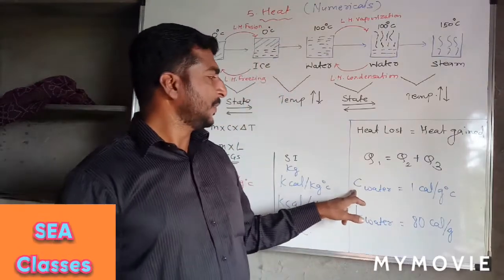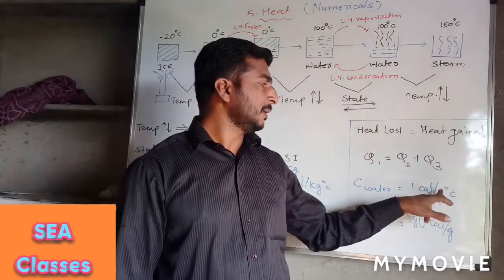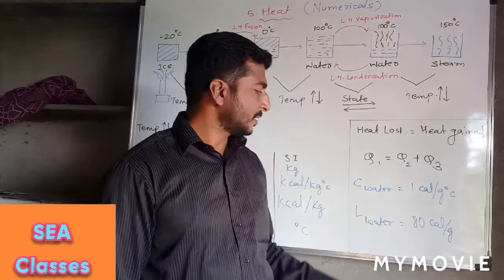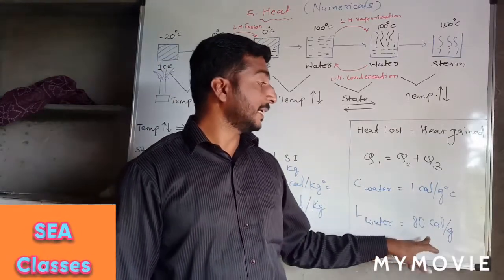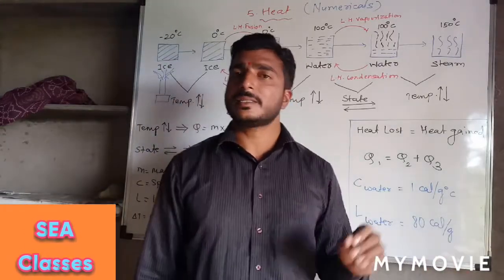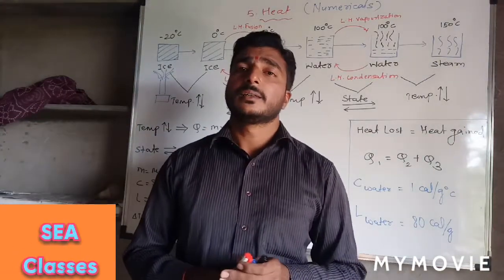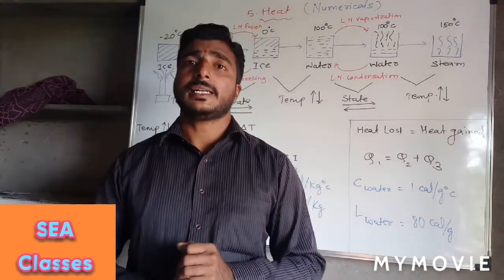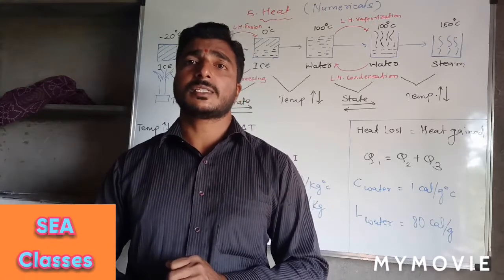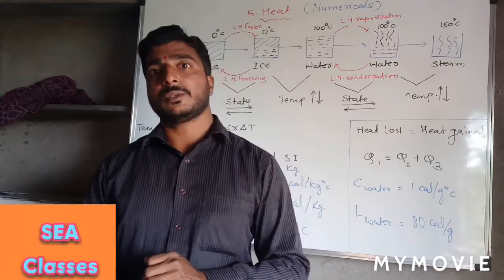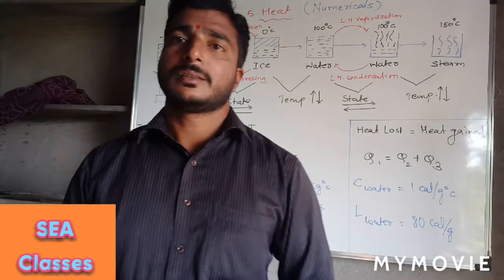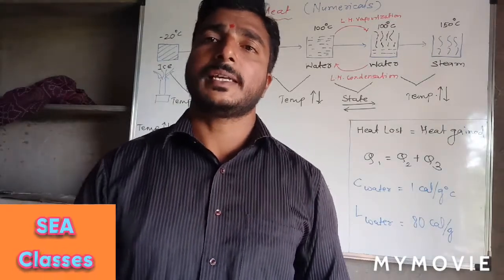So the specific heat of water is 1 calorie per gram degree Celsius, and the latent heat of water is 80 calorie per gram. This you have to learn. Even in your textbook, there is a list of the latent heat and also the specific heat of some of the objects. You have to learn that to solve different kinds of examples.